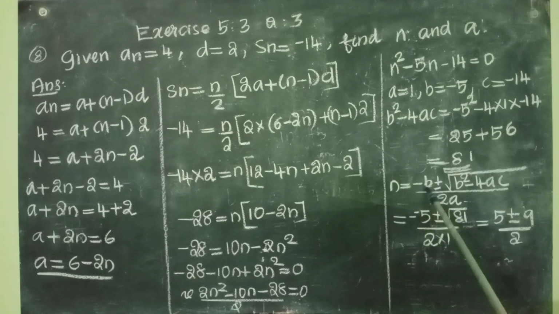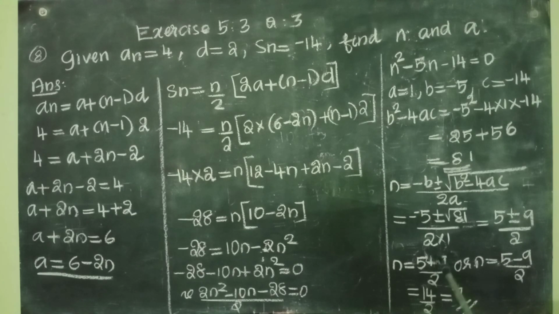n equal to minus b plus or minus root of b square minus 4ac whole divided by 2a. That is equal to minus 5 plus or minus root of 81 whole divided by 2 into 1. That is equal to 5 plus or minus 9 by 2. Minus 5 is plus 5. Root of 81 is 9. So we can split it. n equal to 5 plus 9 by 2 or n equal to 5 minus 9 by 2.